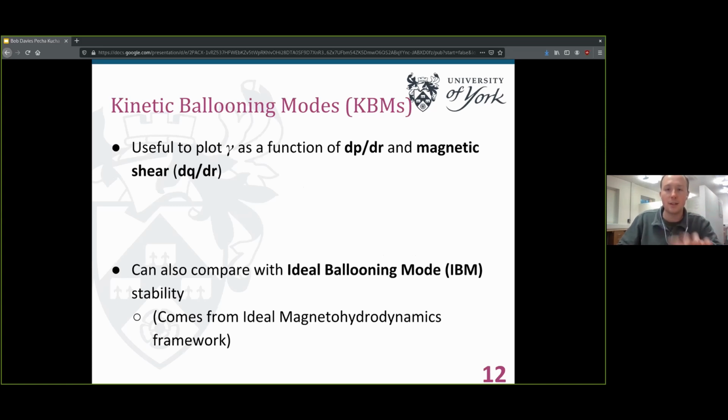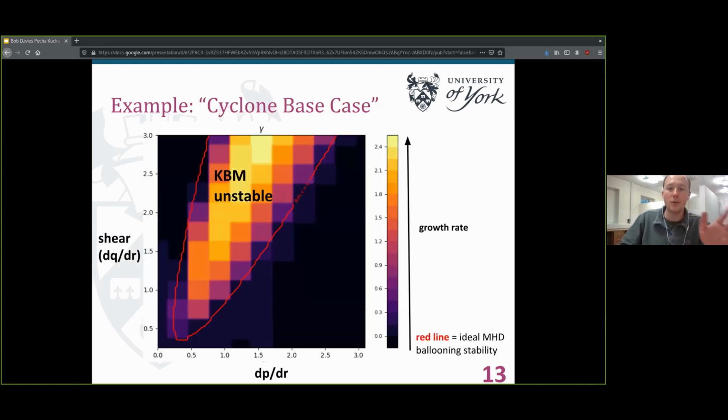The interesting thing to look at is how the instability growth rate varies as a function of magnetic shear and pressure gradient. We can also compare our gyrokinetics to a highly idealized instability called the ideal ballooning mode, which comes from MHD. This is a very simple test case called the Cyclone base case. We see that there's a region of parameter space where the growth rate is high, and this matches quite closely the red line, which is the IBM stability boundary.